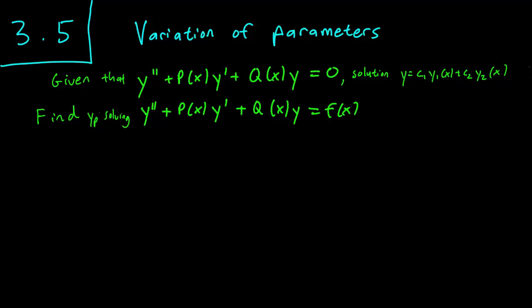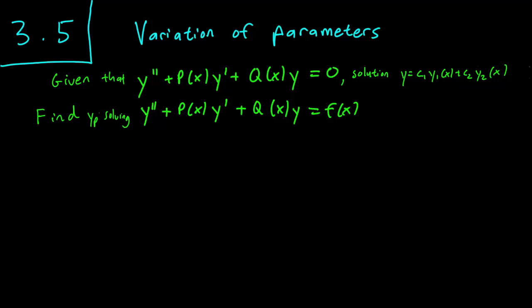Hello class, this is section 3.5, and in this video we are going to discuss the variation of parameters technique. This technique you use when we already have a solution for the homogeneous equation. So we already know that y1(x) and y2(x) are the two linearly independent solutions for the homogeneous equation y'' + p(x)y' + q(x)y = 0, and we want to find a particular solution for the equation that has an f(x) in it.